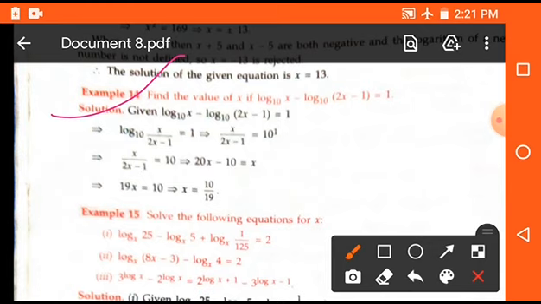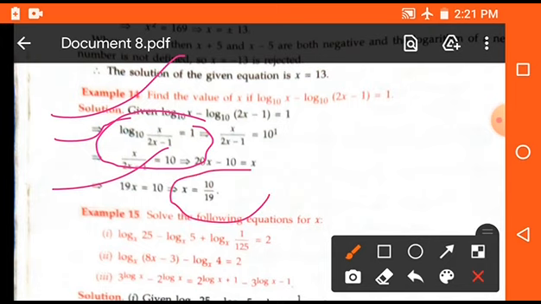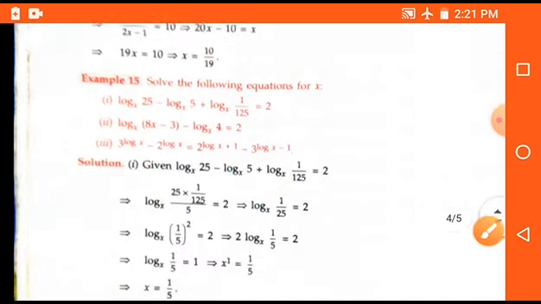So we can write log x base 10 minus log of 2x minus 1 base 10 equals 1. It means that log of x upon 2x minus 1 base 10 is equal to 1, because we know that log m minus log n equals log m by n. So finally we will find 19x is equal to 10. It means that x is equal to 10 upon 19.